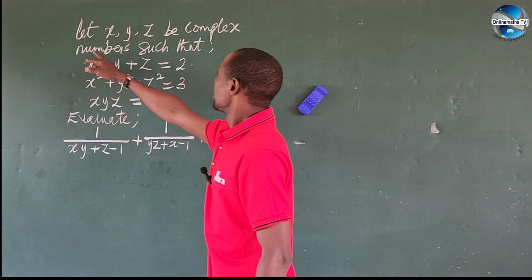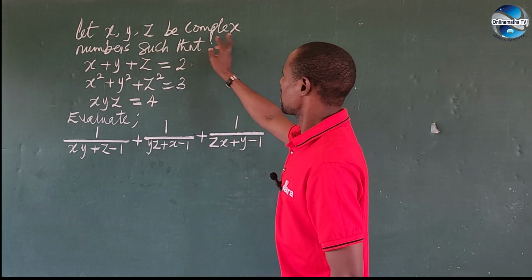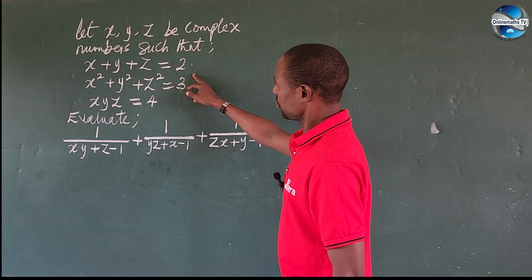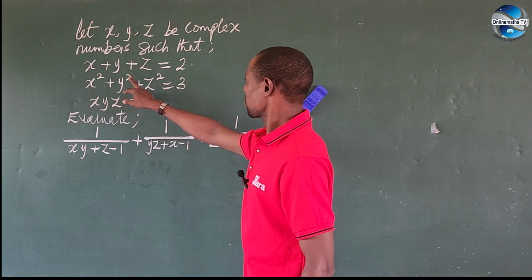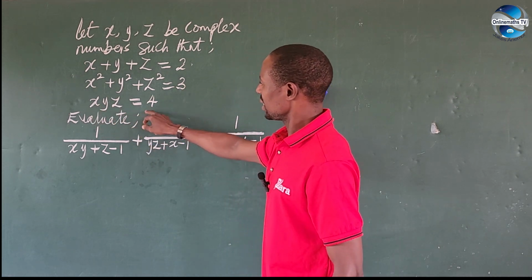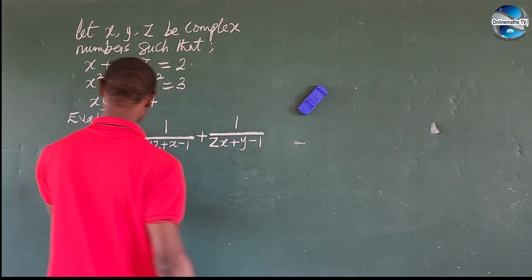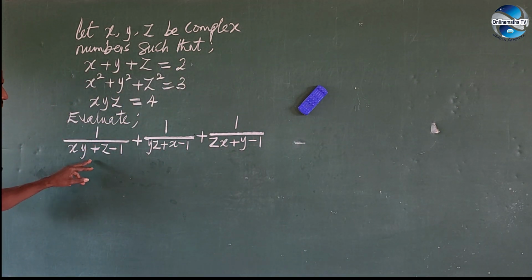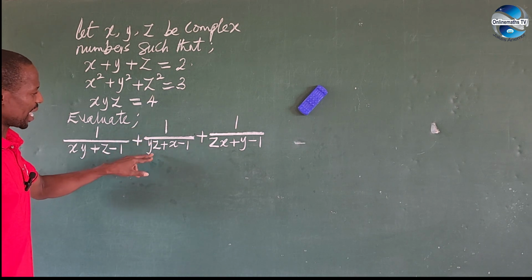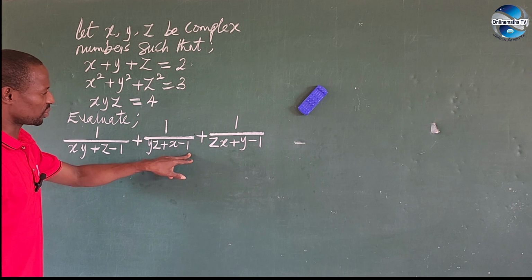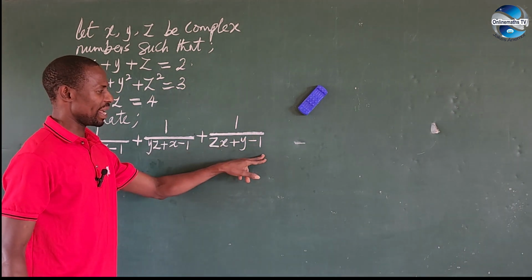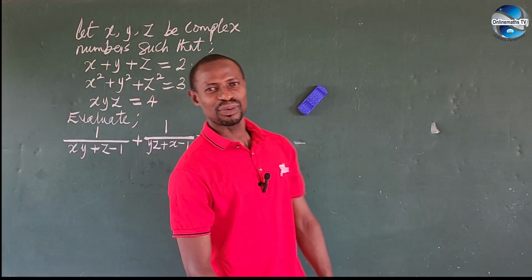And the question reads: let x, y, z be complex numbers such that x plus y plus z is equal to 2, x squared plus y squared plus z squared is equal to 3, and xyz is equal to 4. Then evaluate 1 over (xy plus z minus 1) plus 1 over (yz plus x minus 1) plus 1 over (zx plus y minus 1). So how do we solve this?